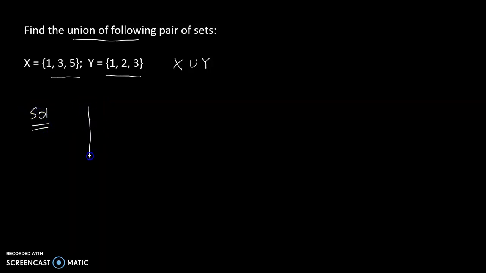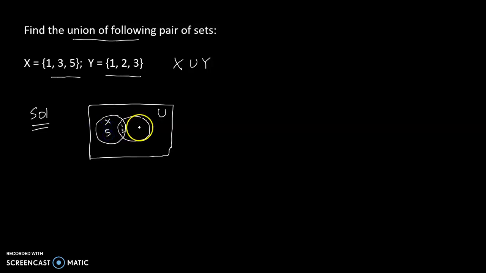If I go with the Venn Euler diagram, then that's how the Venn Euler diagram can be utilized. I have a set X here and I have a set Y here, and this is the universal set. So 1 and 3 are going to be here, and if this is X, the 5 is going to be here, and in Y I can simply see that 2 is going to be here.